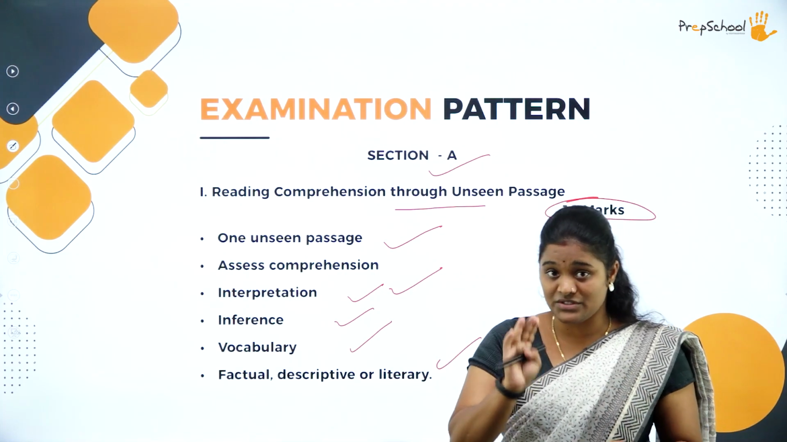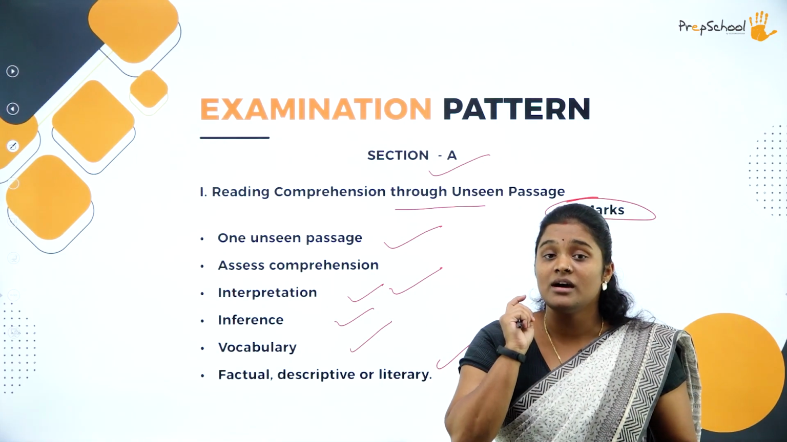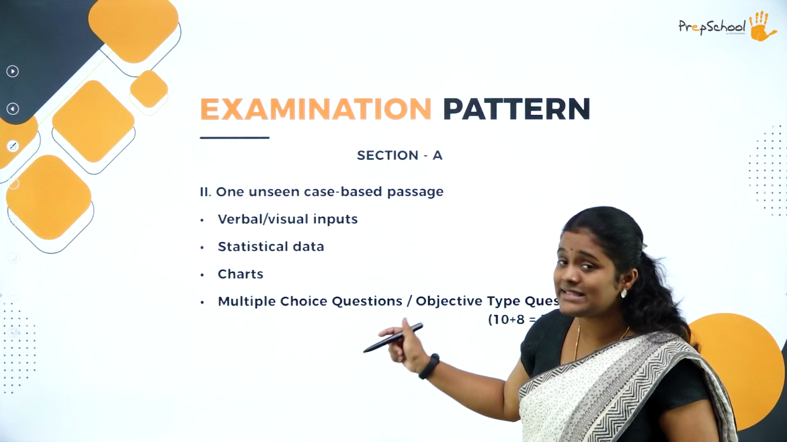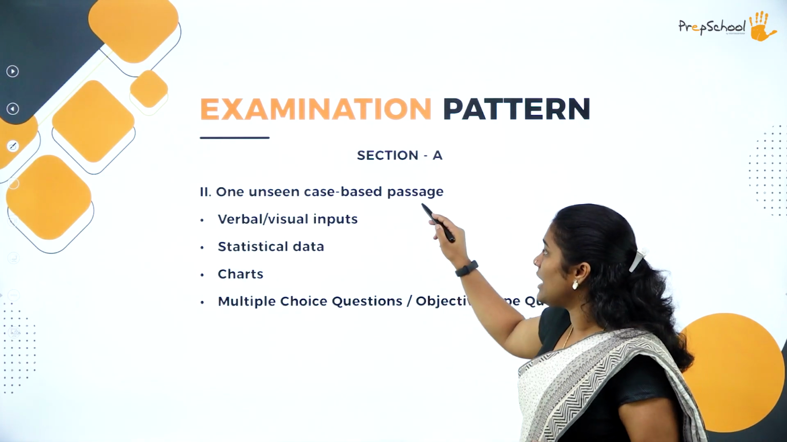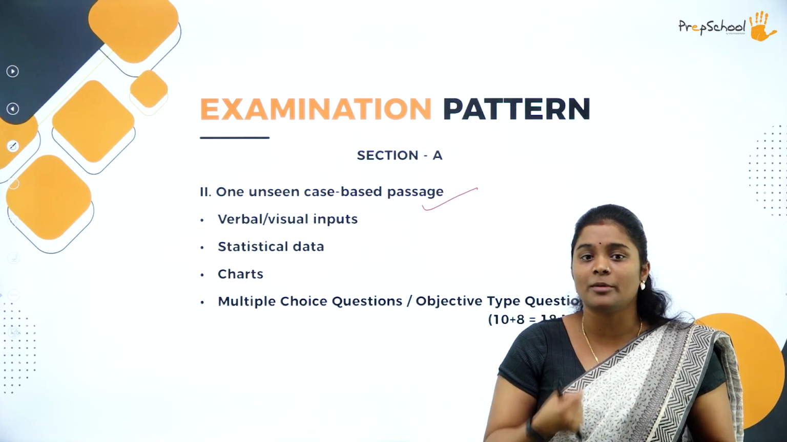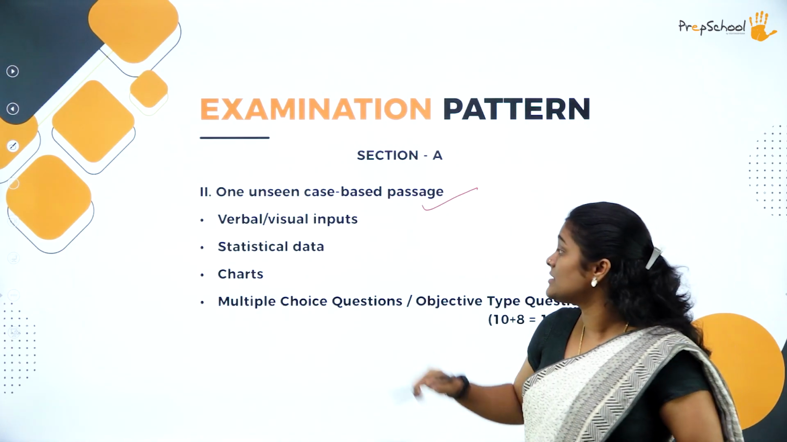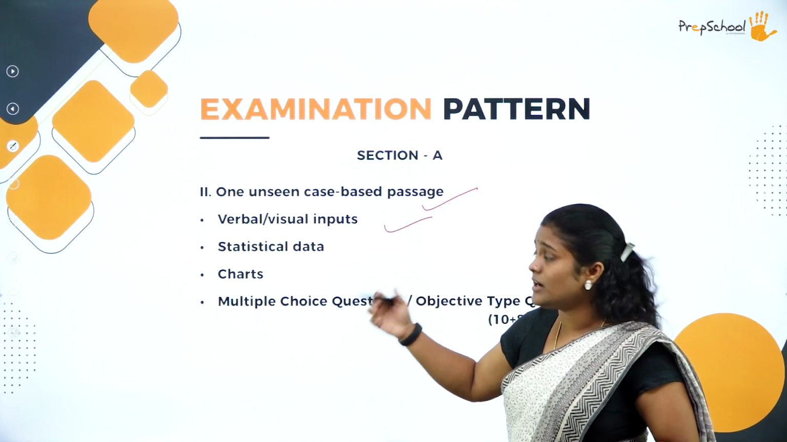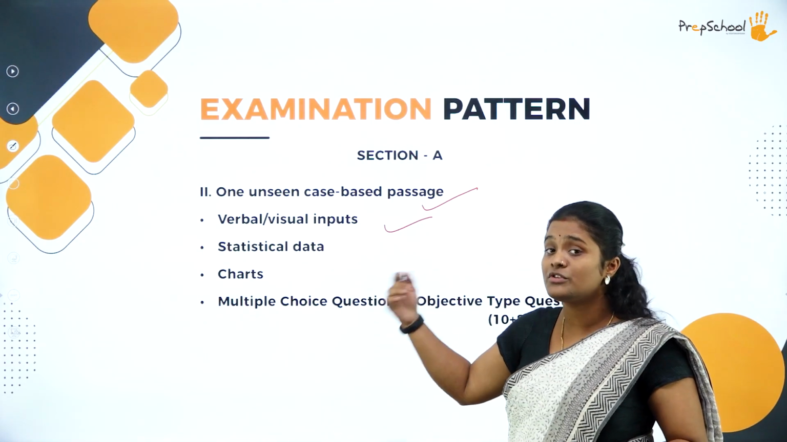So read the questions first and then jump into the unseen paragraph. That way you can save a lot of your time. So you'll have passages that you have to read, which is around 400 to 600 words. You can finish it up in no time when you know the questions. After that, in these unseen passages, you'll have verbal or visual inputs.